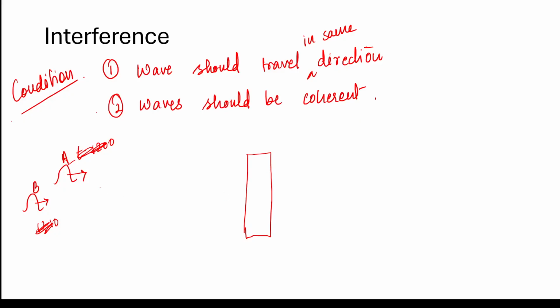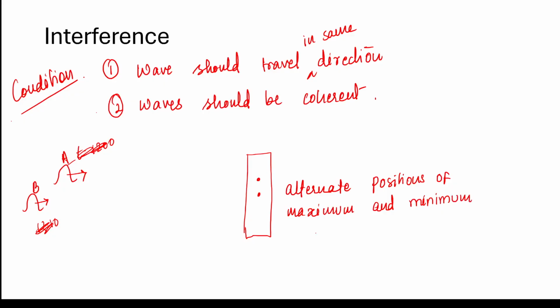Depending on how much distance they have traveled to reach the screen, because if they reach exactly this position, the distance traveled would be different. If they reach this position, distance traveled would be different. So depending on the position on the screen, a pattern is observed. So you will have alternate positions of maximum and minimum intensities. So this is your interference.